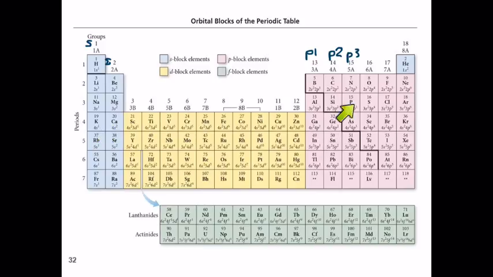Let's jump over here to the pink ones. Those are the P block. How many electrons fit in the P sublevel? 6. How many columns are there? 6. That's not a coincidence. As we're going from beryllium with 4 electrons to boron with 5, that 5th electron goes into the 2p1. And this would be 2p2, 2p3, 2p4, 2p5, 2p6.